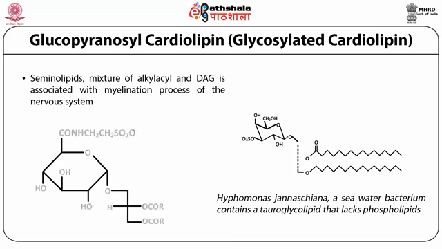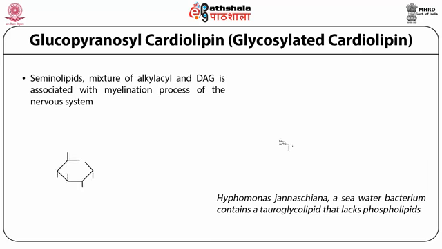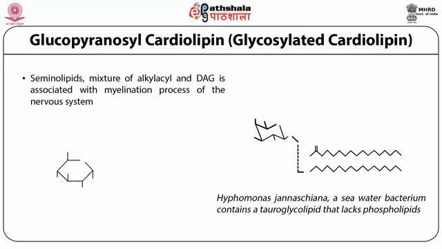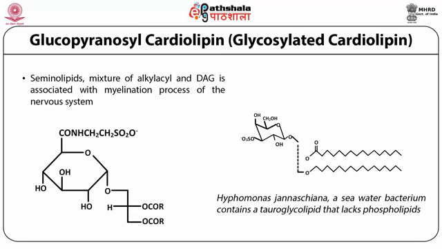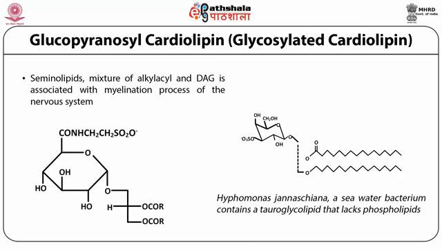The structure was determined as 1,2-diacyl-3-glucopyranosyl glycerol taurinamide, with 16 or 18 and 19 as the major acyl chain.